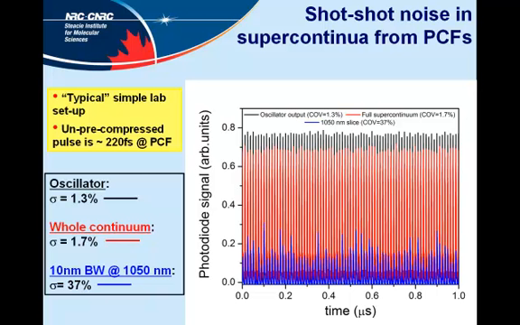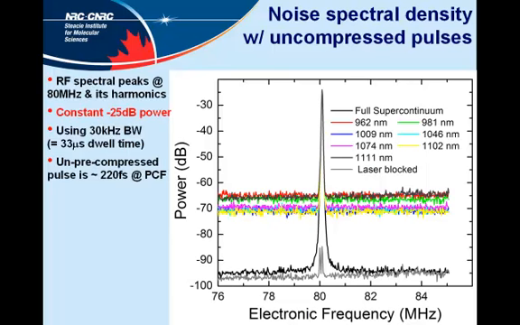But if you actually take a slice, a 10 nanometer slice at 1050, which is what counts for microscopy, it's terrible. This is this blue here. That's almost 40% shot to shot. That's a disaster for live cell microscopy. So that really doesn't look good. And this was with an uncompressed 220 femtosecond pulse being input into the photonic crystal fiber. And this is what you get. This is one of the reasons why people say photonic crystal fibers are not good for microscopy. However, I want to show you the following.